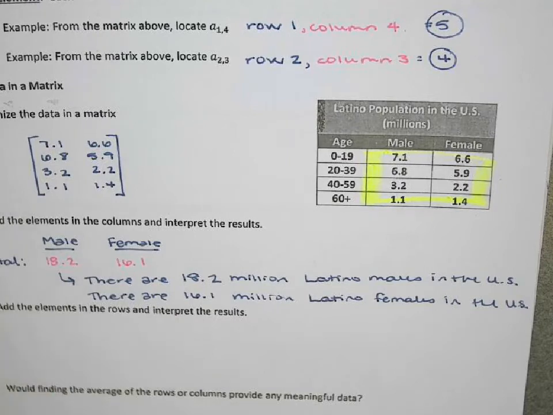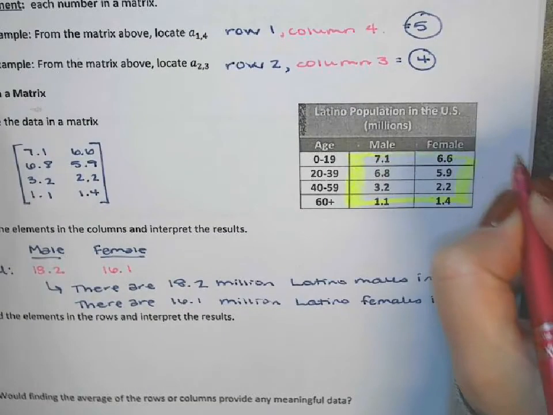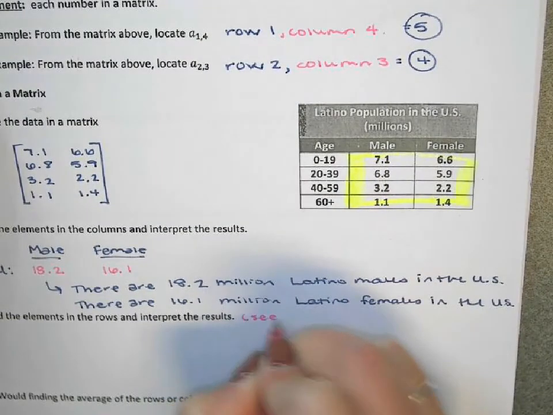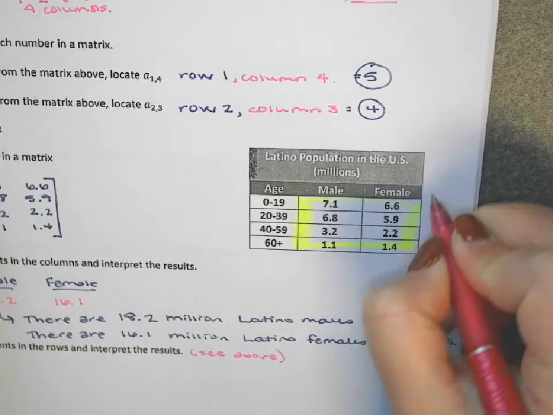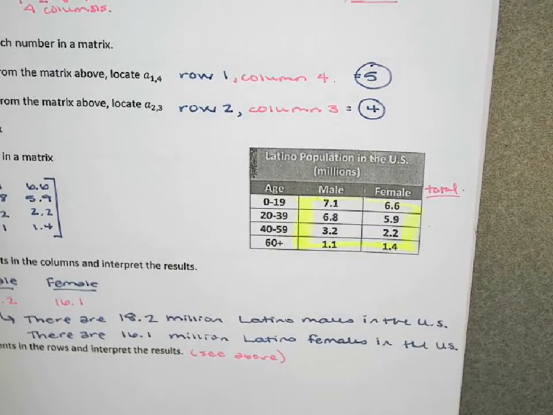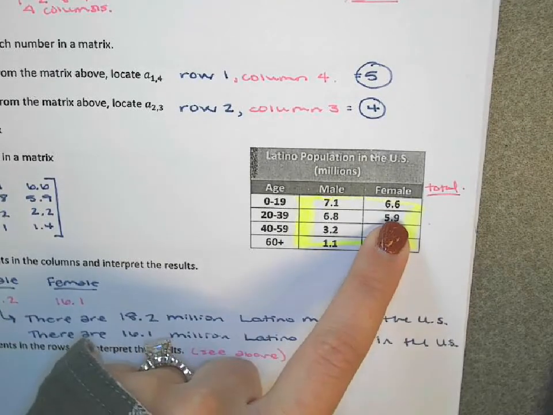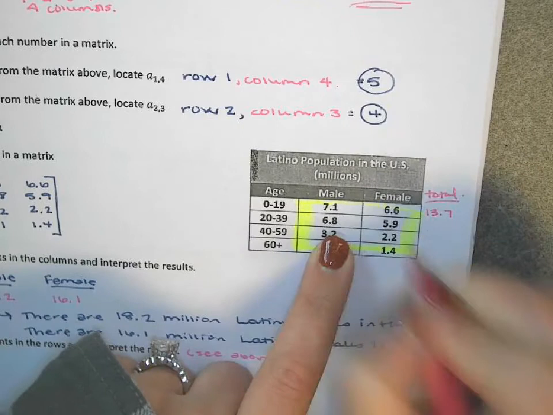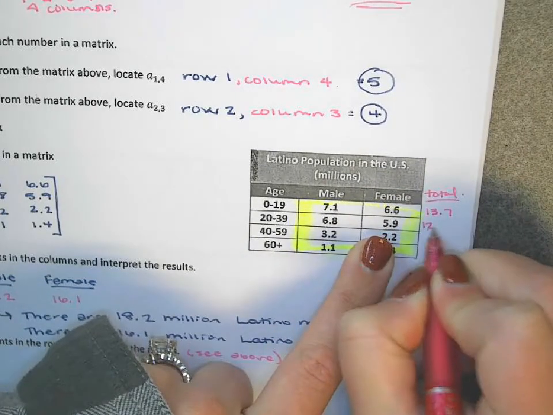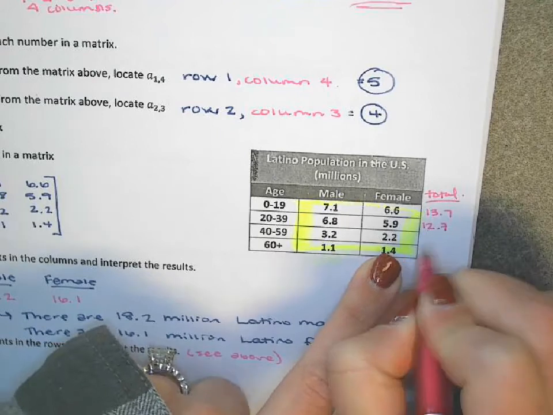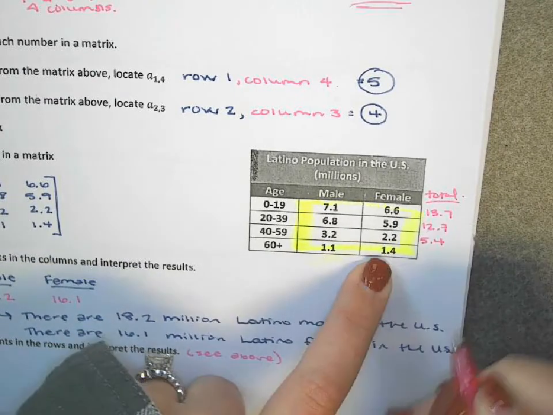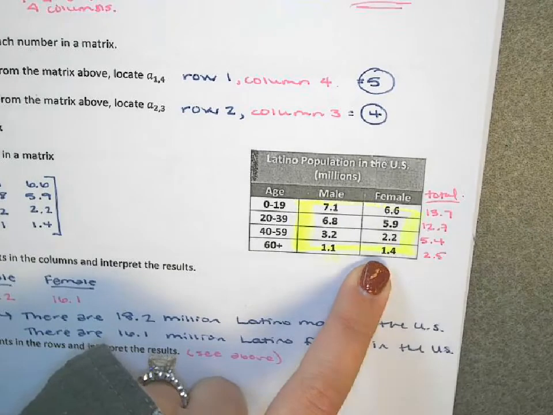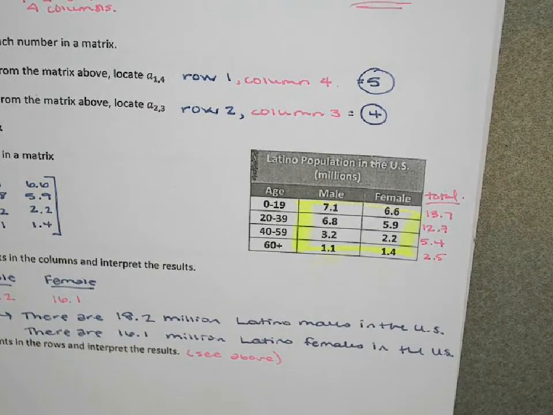Next it says to add the elements in the rows. Okay, so we're going to add the 7.1 and 6.6 together. So when we add up these totals, I'm going to write C above because I'll just write this next to the chart. The total here, 7.1 and 6.6, adds to 13.7. And the next one, 6.8 and 5.9 add to 12.7. 3.2 and 2.2 add to 5.4. 1.1 and 1.4 add to 2.5. Are we okay with those totals?